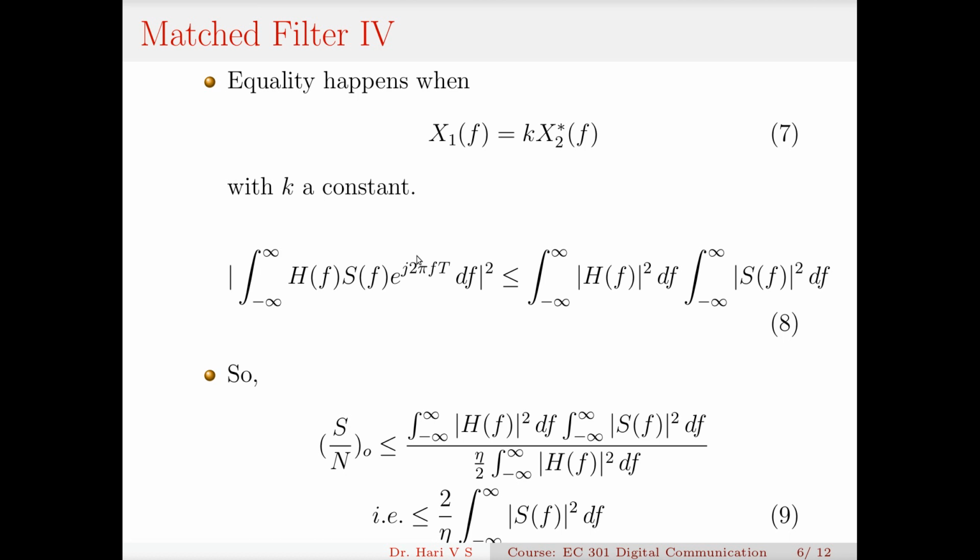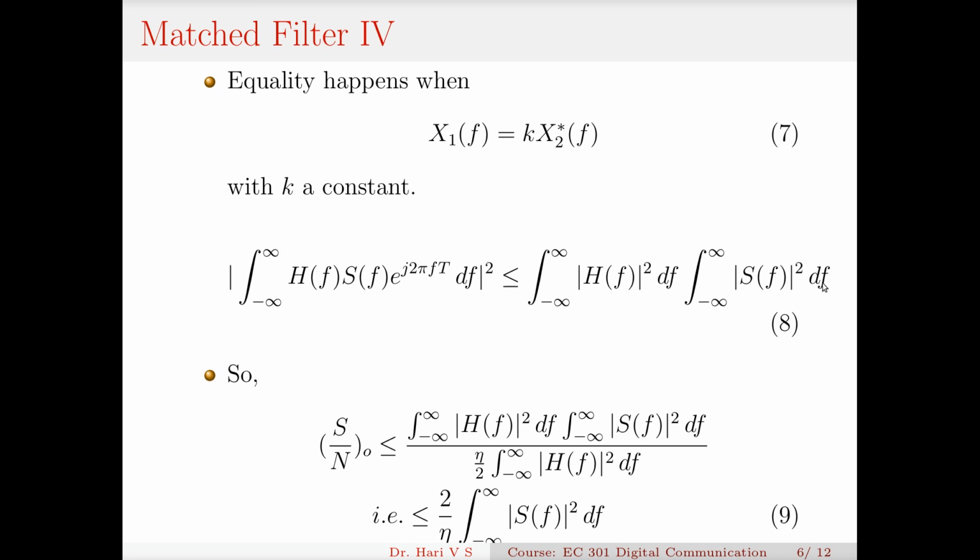So by my earlier inequality, the integral from minus infinity to infinity, this is the numerator part of my signal to noise ratio, that is |∫H(f) S(f) e^{j2πft} df|². This is less than or equal to, taking them individually, ∫|H(f)|² df times |S(f) e^{j2πft}|². And the magnitude of e^{j2πft} is 1, so the left side is less than or equal to ∫|H(f)|² df from minus infinity to infinity times ∫|S(f)|² df from minus infinity to infinity.